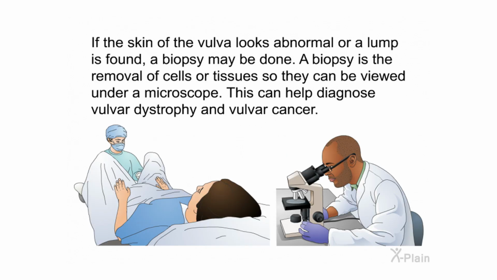If the skin of the vulva looks abnormal or a lump is found, a biopsy may be done. A biopsy is the removal of cells or tissues so they can be viewed under a microscope. This can help diagnose vulvar dystrophy and vulvar cancer.